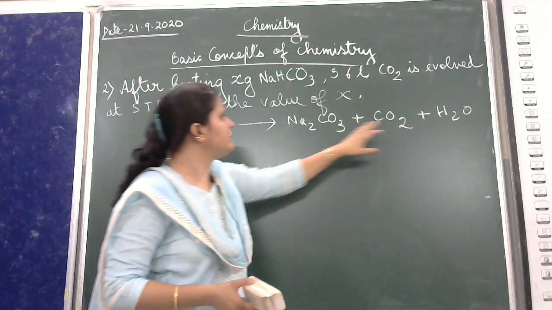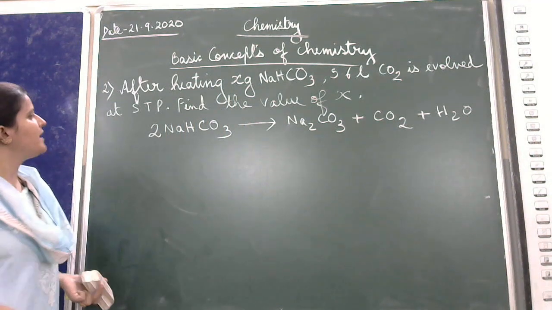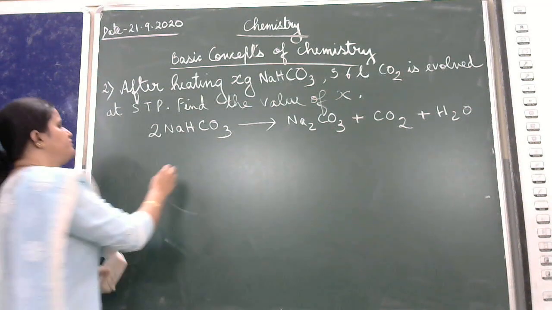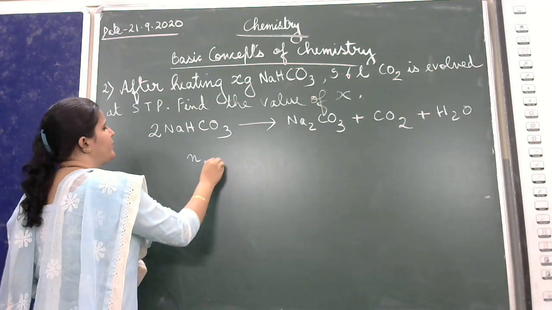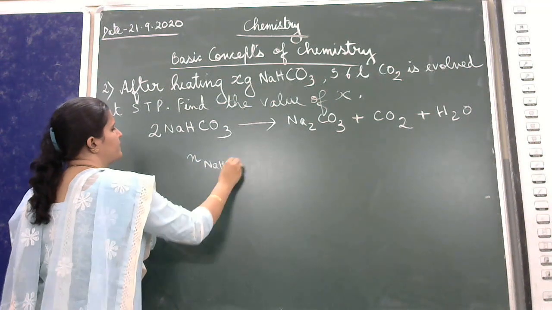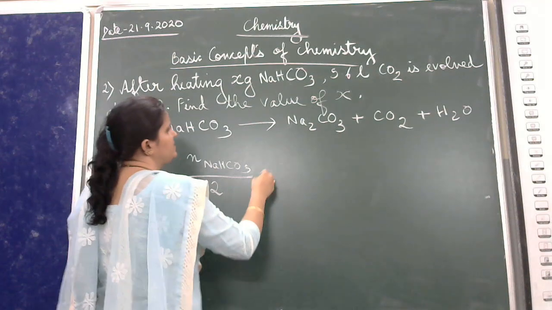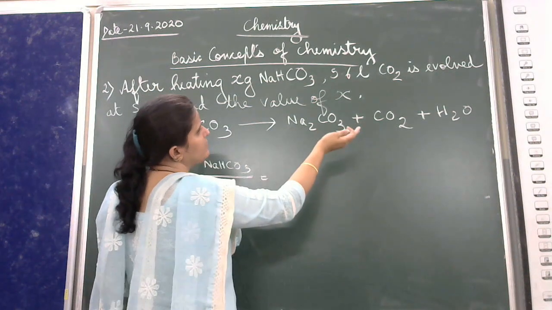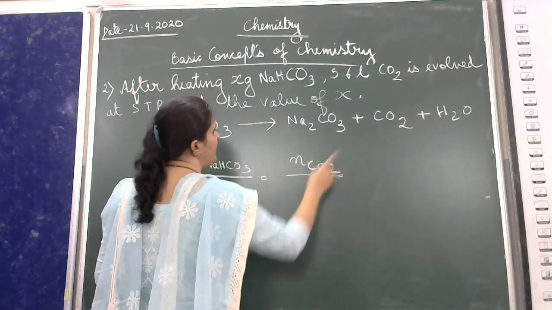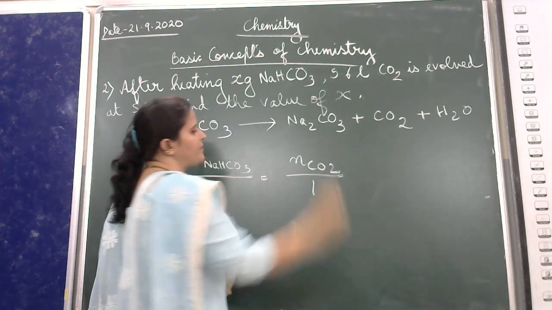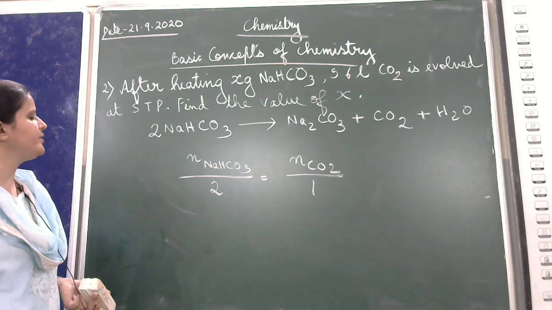the atoms on both sides: 6, 3 plus 2, 5 plus 1, 6. So the equation is balanced. Now, again, my general formula is what? Moles of sodium bicarbonate by its stoichiometric coefficient is equal to moles of CO2 by the stoichiometric coefficient of carbon dioxide. Okay, this is my general formula which I can use.